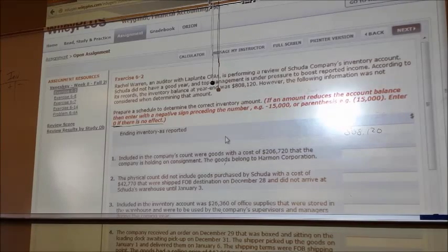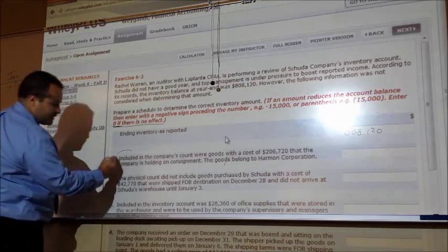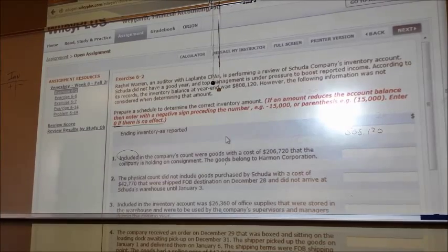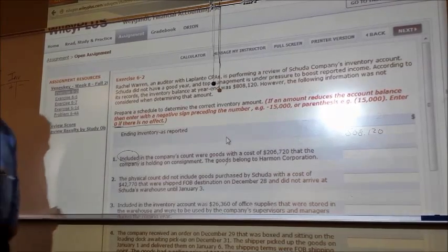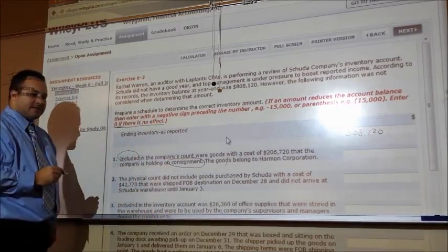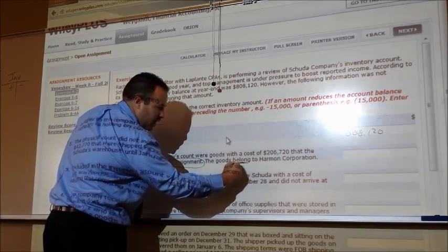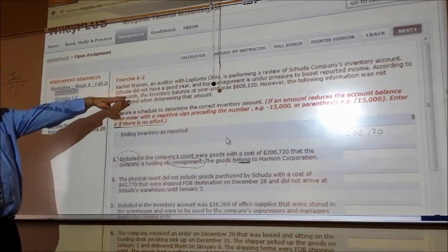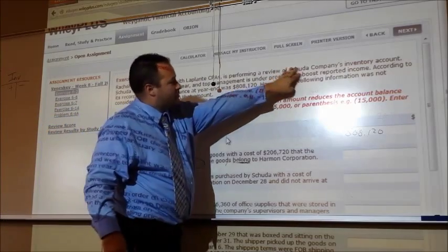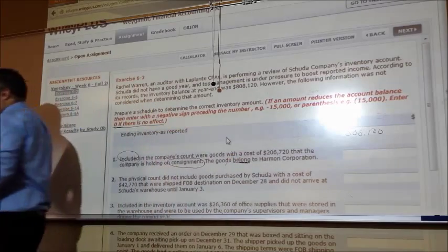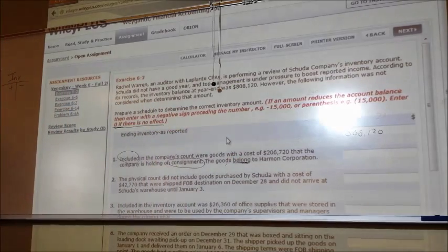Included in the company's account were goods. So the key words here we need to recognize: we included it in our inventory. We are holding items that are on consignment. The goods belong to somebody else. I'm the Shuta company, and I'm holding goods that Harmon owns.